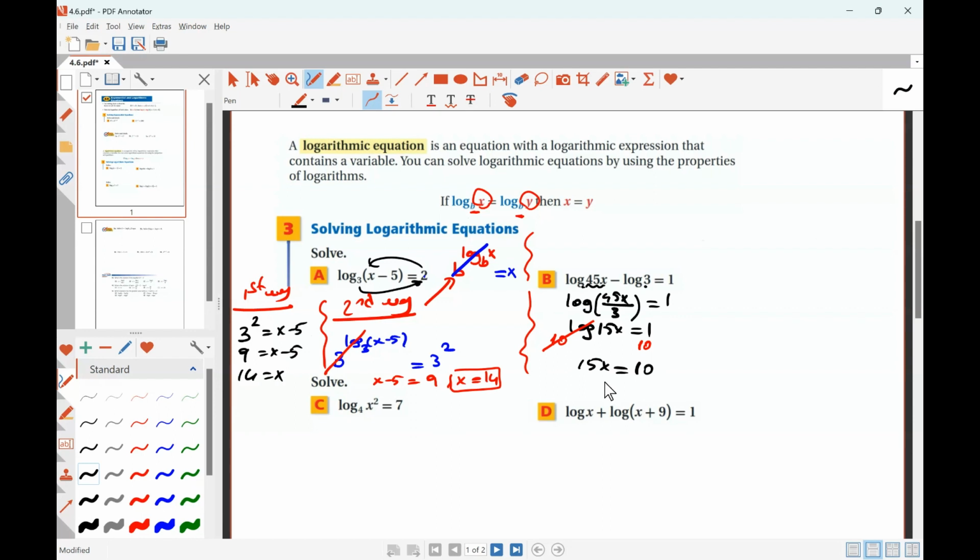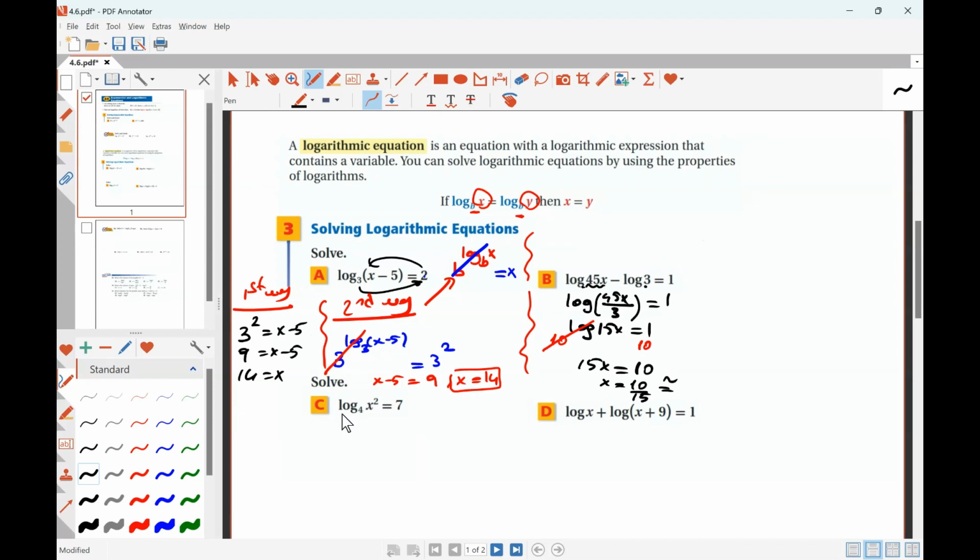Divide both sides by 15. x is 10 over 15. Or I can write this as a decimal. It will be approximately 0 point something. All right.